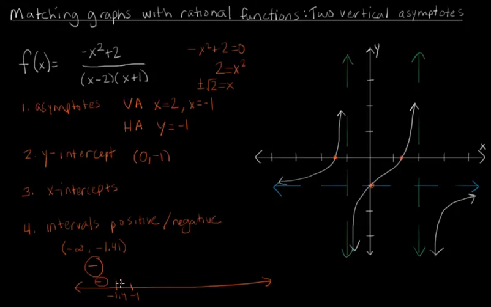And then we can check in between negative 1 and 1. So we could check negative 0.5, for example. And negative 0.5 would make the top positive, this would be negative, and this would be positive. So it would be negative.